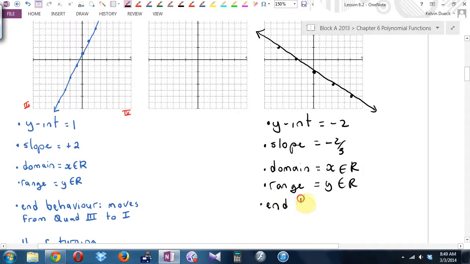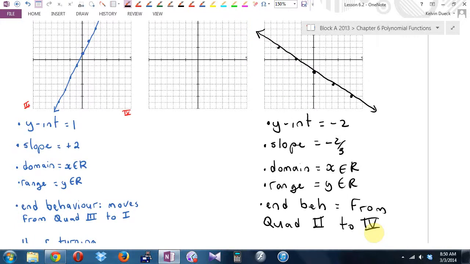What's the end behavior here? It moves from quadrant what to quadrant what? Quadrant 2 to 4. And again, if you said it goes from quadrant 4 to 2, I won't take marks off, but just so all of our answers look the same, let's decide, Jake, that we're always going to read from the left to the right, wherever it appears coming from the left to wherever it leaves going to the right. Just so we have some kind of convention.